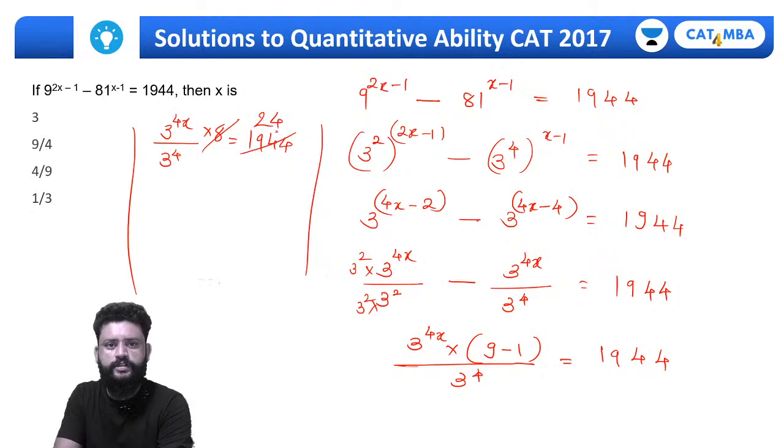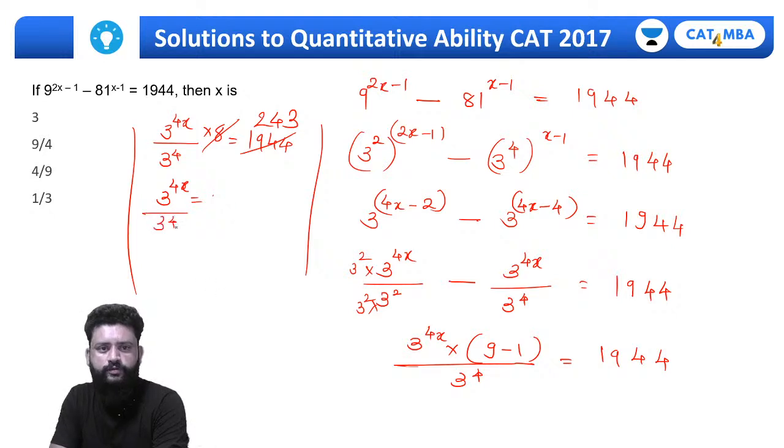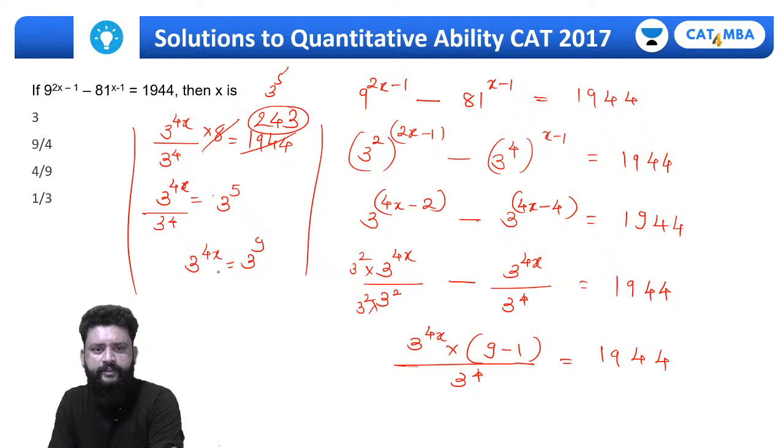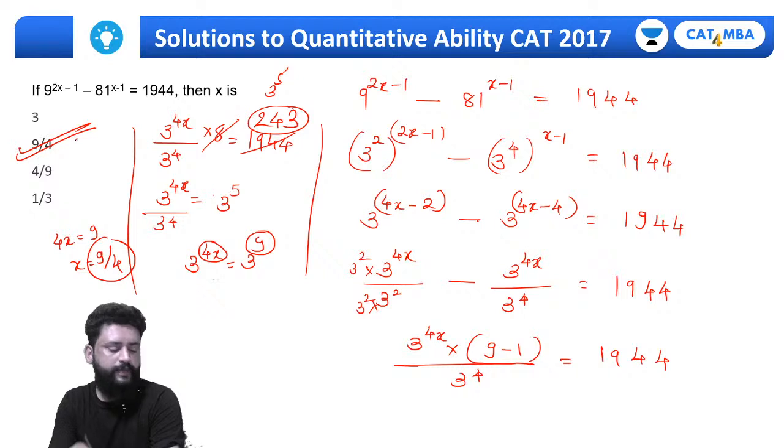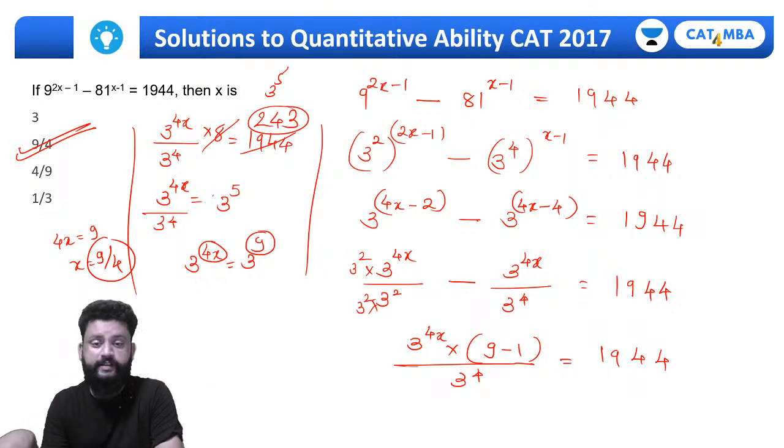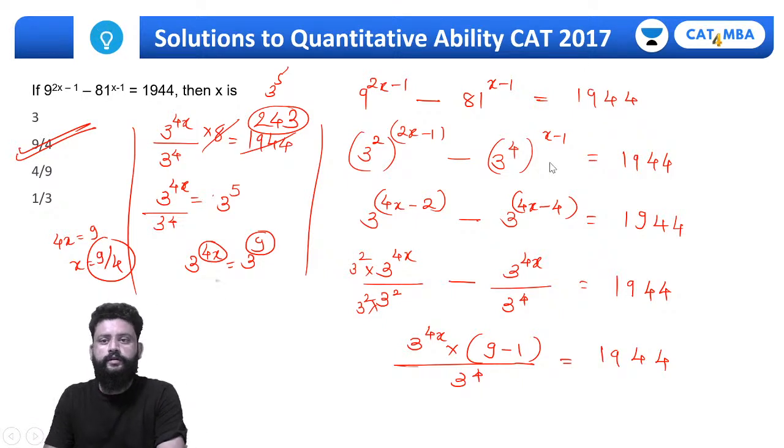8 2s are 16, 8 3s are 24, 243. So 3 to the power 4x divided by 3 to the power 4 must be equal to 243, and this is nothing but 3 to the power 5. 243 is 3 to the power 5, 3 into 3 into 3, 5 times. So totally 3 to the power 4x, I'm getting this as to the power 9, and definitely 4x is 9, so x must be 9 by 4. Answer option B. That's again an easy question. You can have indices. Definitely these questions should be done in CAT. Let's go for the next.